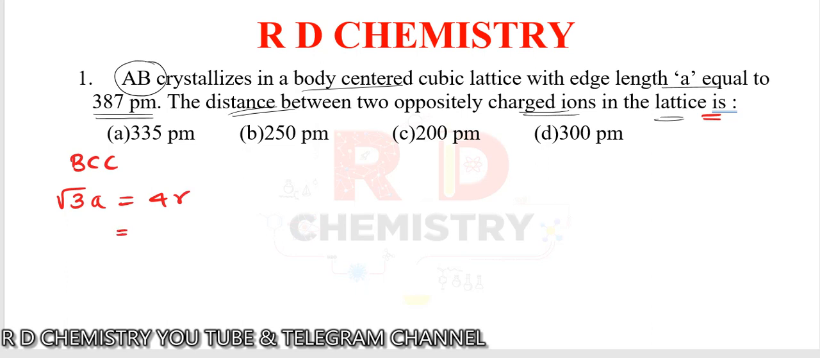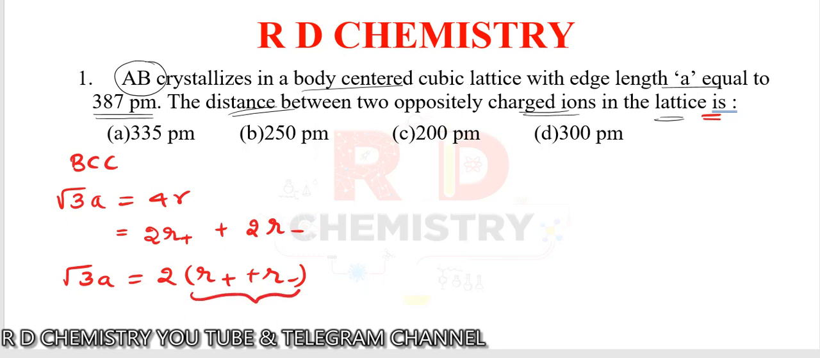But if it is an ionic compound in BCC, then we can write 2 times the radius of the cation plus 2 times the radius of the anion. Therefore, root 3 a is equal to 2 times radius of cation plus radius of anion. So the distance d between the oppositely charged ions in the lattice is equal to root 3 a divided by 2.